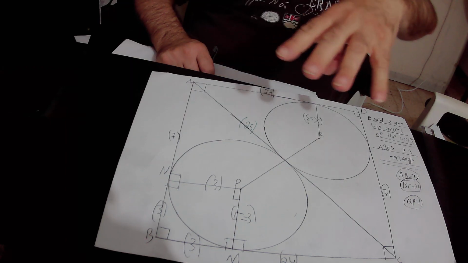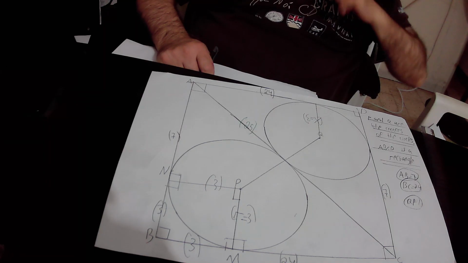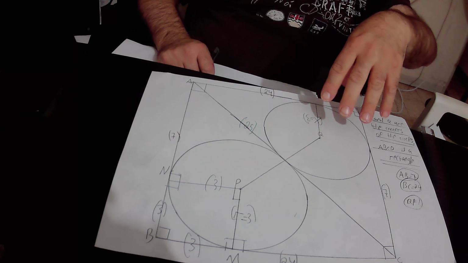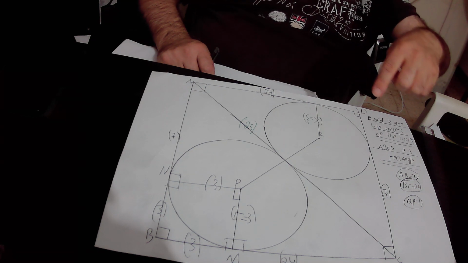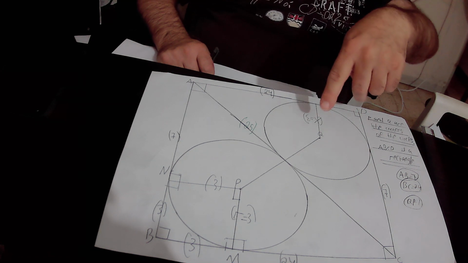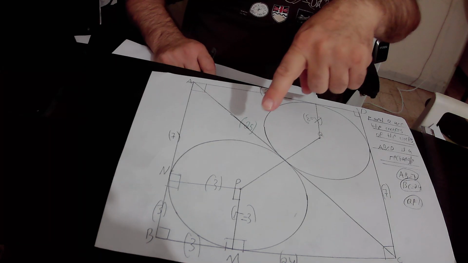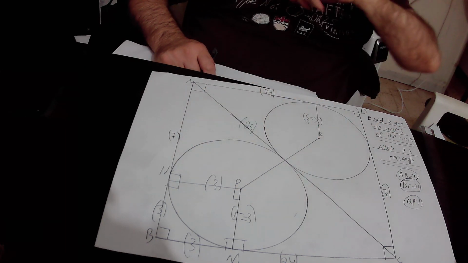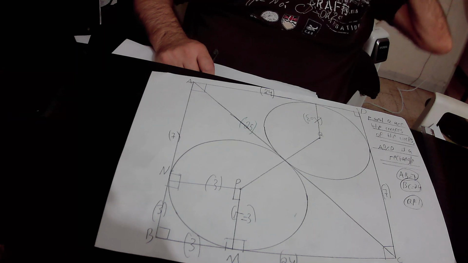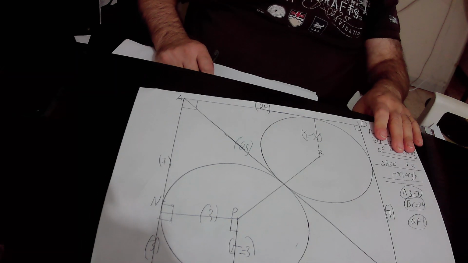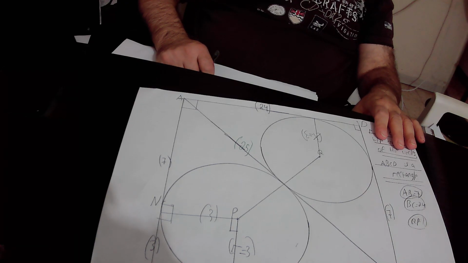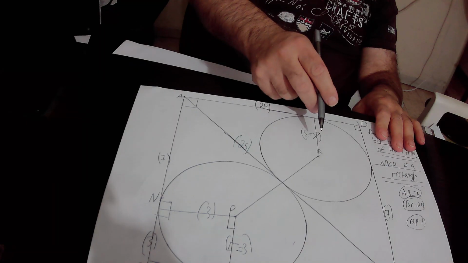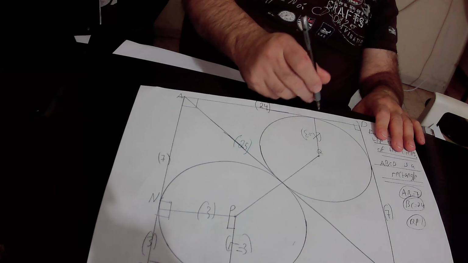If we repeat the same process on this circle, we'll see that here we also will have a square that is identical to this square PNBM. So here we will define the point of tangency of tangent AD with this circle as point G.